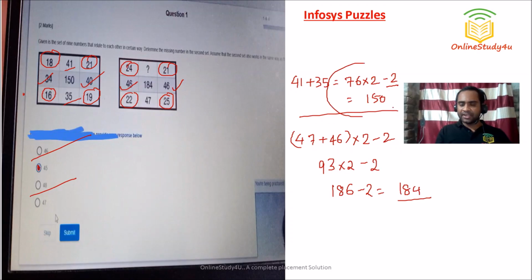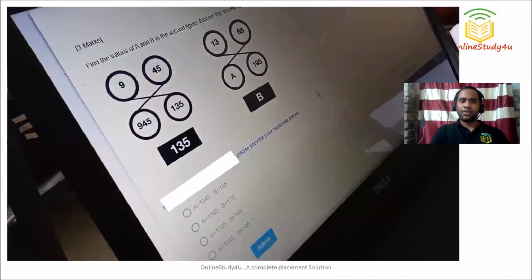So we just need to get this logic, right? Add, multiply by 2 and subtract 2. So 46 will become the correct answer. 46 will be here and then only you will be able to get that middle value, right? This is how we got it here. Okay, friends. So there is one more problem and this is for 3 marks.